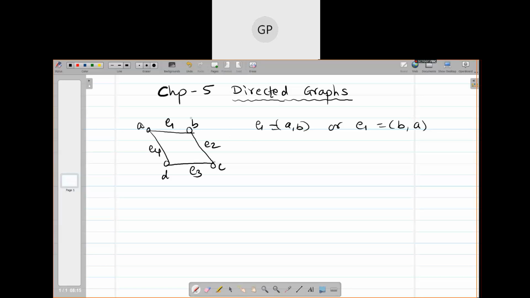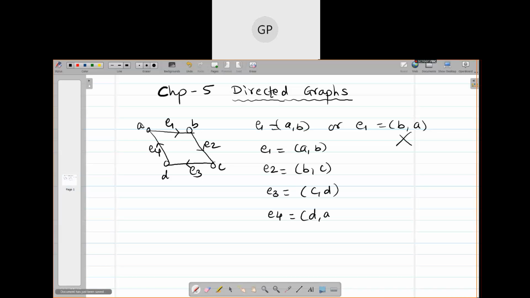Okay, but now if I give direction to every edge, then this becomes a directed graph. Now I cannot write E1 as B comma A. I have to write E1 as A comma B because the direction is from A to B. I can write E2 as B comma C, E3 as C comma D, and E4 as D comma A. So this becomes a directed graph.